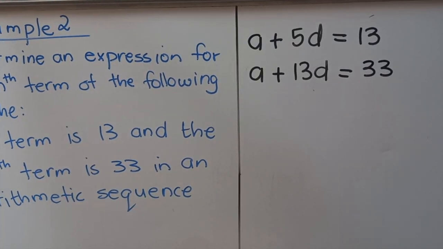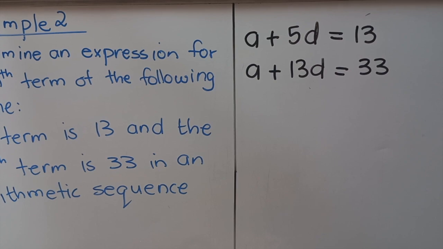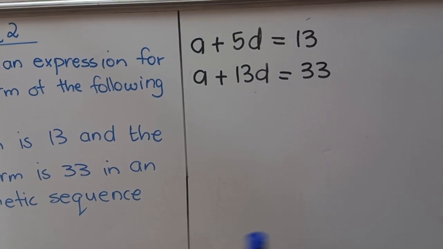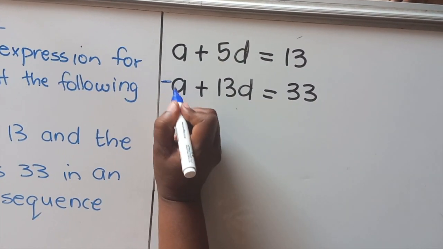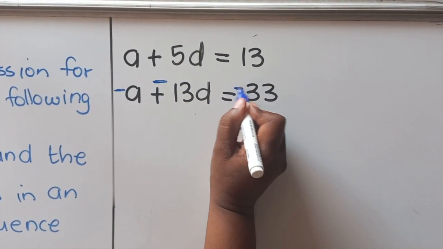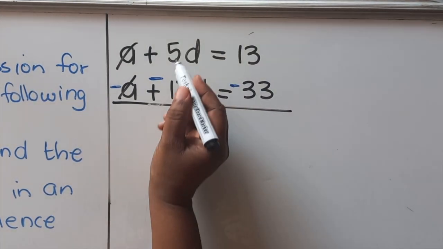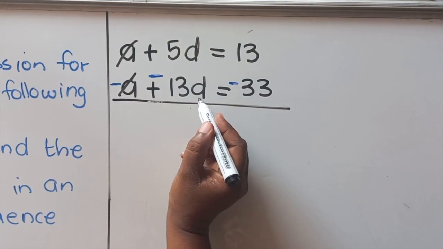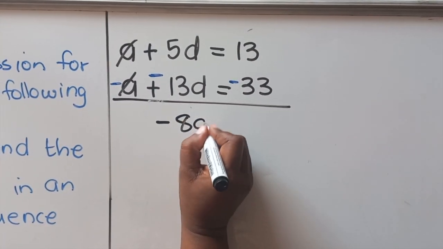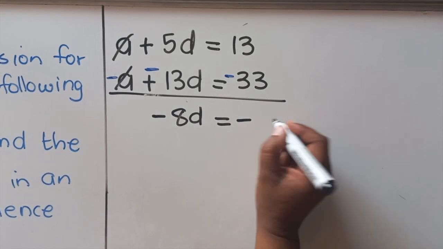Like in the first example, you can use substitution, or you can use elimination. Elimination with this particular question is easier. So you change signs for the second equation: your A becomes negative A, your 13D becomes negative 13D, and the 33 becomes negative. Then add. A will cancel with minus A, and then 5D minus 13D is negative 8D. It is equal to 13 minus 33, which is minus 20.